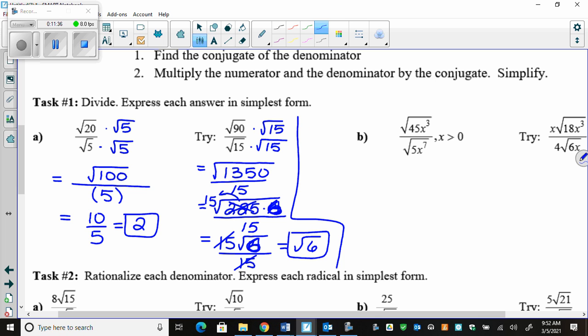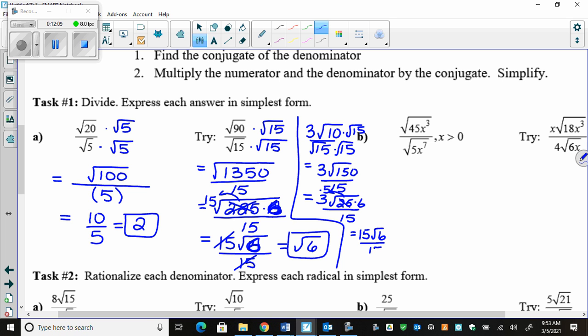So I could have gone 3 root 10, because it'd be 9 times 10 over 15, right? Then I can times by root 15, and by root 15, and then I would have gotten 3 root 150 over 15, and then root 150 is 25 times 6 over 15, and then the 25 could come out and be a 5, which would get me 15 root 6 over 15, which is root 6. Did the answer change? No.